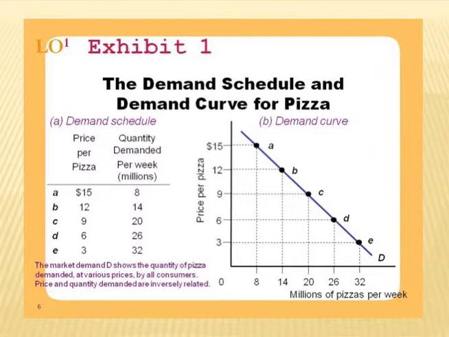On the right-hand side, we have a demand curve, and these are just those points plotted over here. So you see A is 15 and 8, B is 12 and 14 million, C is 9 and 20 million, and we actually end up with the demand curve, which is downward sloping. That is, it goes from the top left-hand corner to the bottom right-hand corner. And that is typical of an inverse relationship. And here the inverse relationship is between price and quantity demanded.